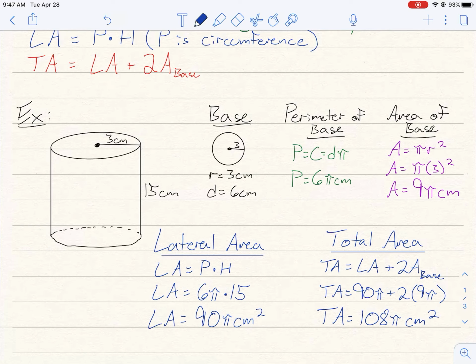So this is a basic introduction to cylinders with lateral area and total area. We will discuss this more in class as far as breaking it down and trying to identify what's your lateral area, and what two circles or figures within are your bases.